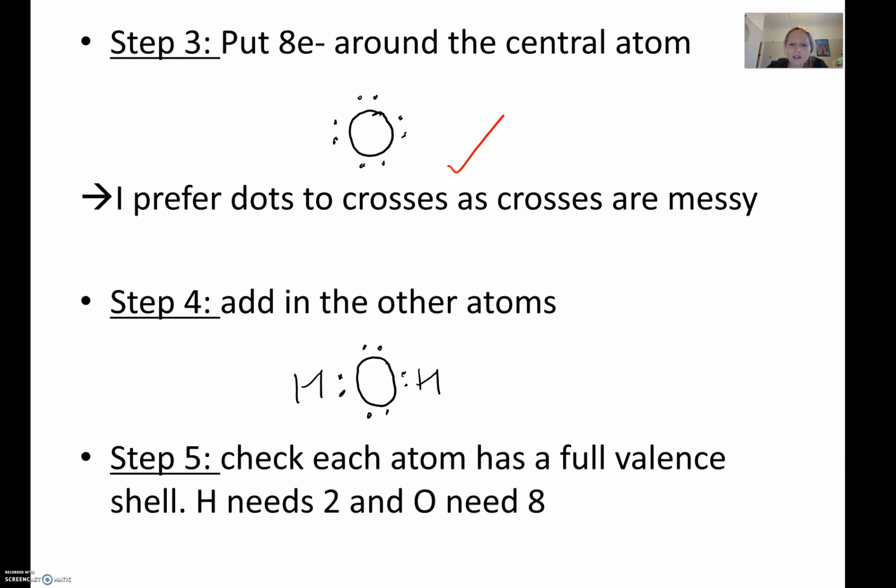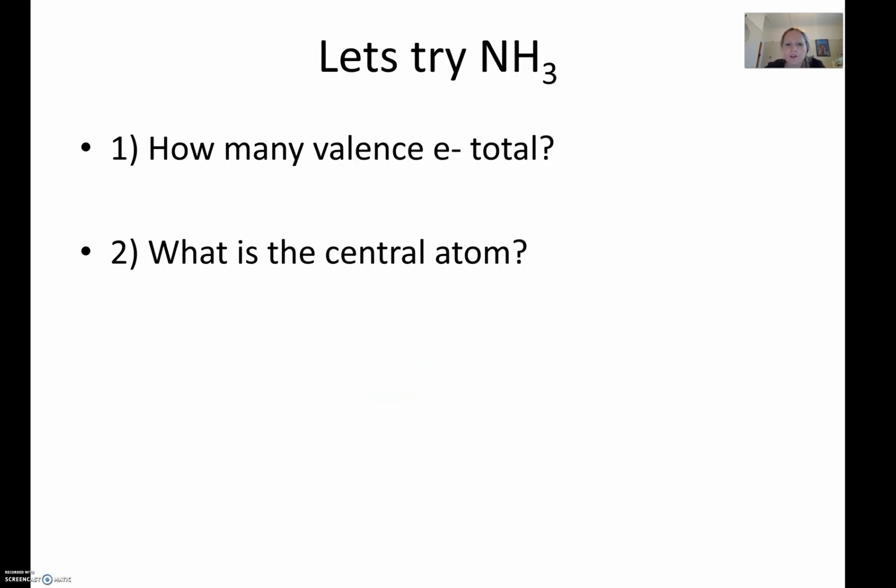Then the next thing that you do is add in the other atoms. In this case, we can just plonk hydrogen either side, and this hydrogen's now got 2 electrons, this hydrogen's got 2 electrons, and our oxygen has 8. So all 3 atoms have full valence shells, and therefore that is our Lewis structure of water. So let's now do some more examples. So let's try NH3.